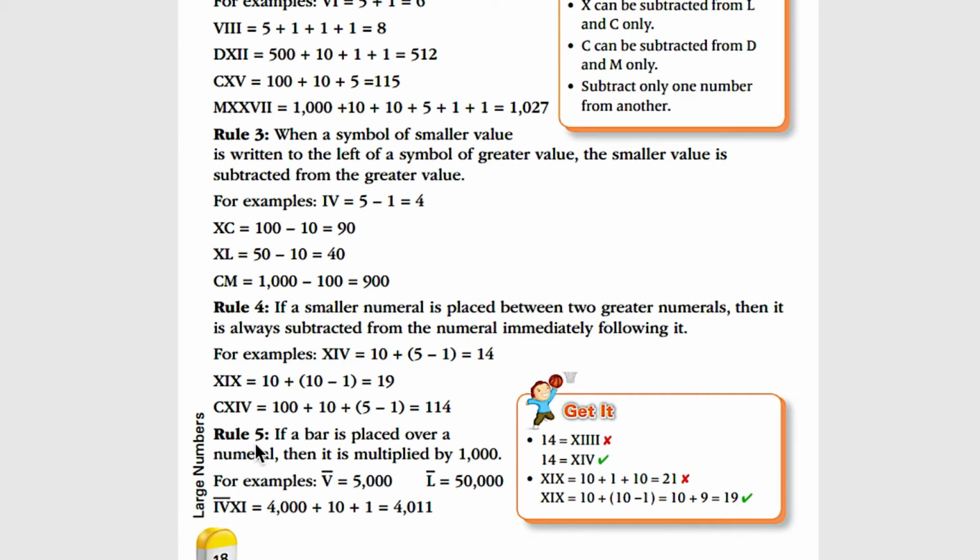Now, rule number 5. If a bar is placed over a numeral, for example, over here, above this letter symbol, we have a bar, then it is multiplied by 1000. So, value of V is 5, then 5 multiplied by 1000 is equal to 5000. So, for 5000, we have this Roman numeral. Then, over here, we have a bar over letter symbol L. So, value for L is 50, and 50 is multiplied by 1000. So the result is 50,000. So for 50,000 we have this Roman numeral.